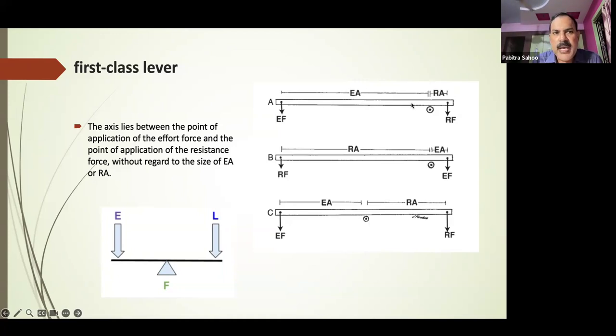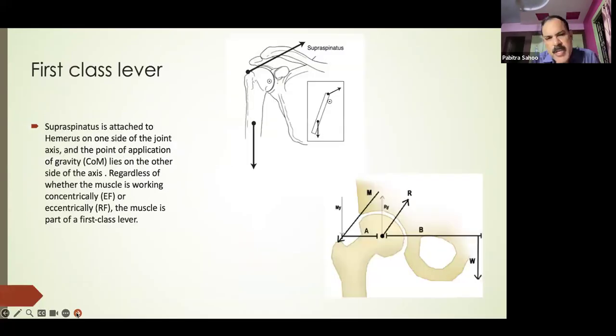However, it may be any type of first class lever. The fulcrum is in between the effort force and the resistance force. The position of the fulcrum is variable depending on the different types of joint. If you consider our body, there are two major joints which work on the first class lever: one is the shoulder joint, another is the hip joint.